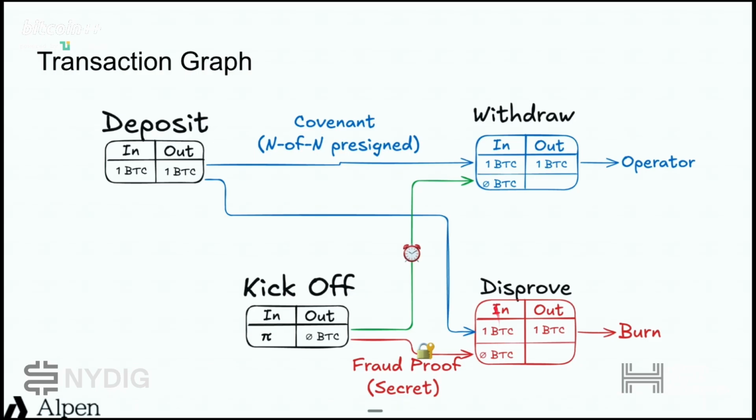There's another one called disprove, and this connector here has a hash lock. That hash lock is my secret.